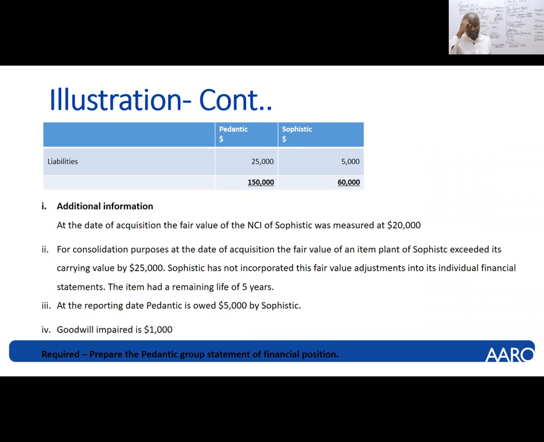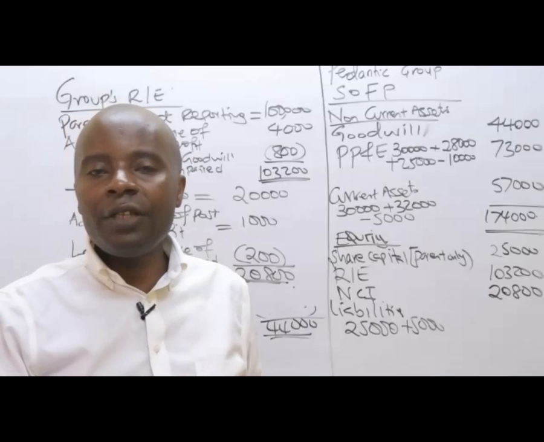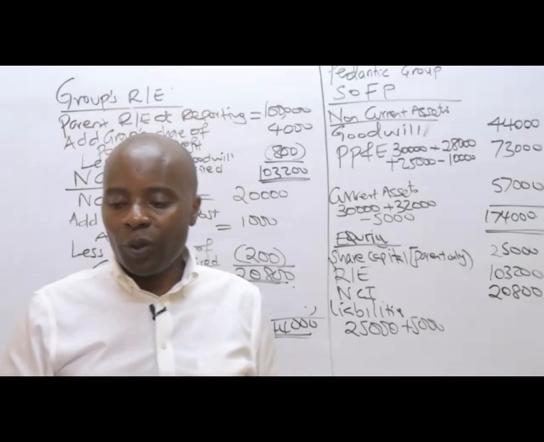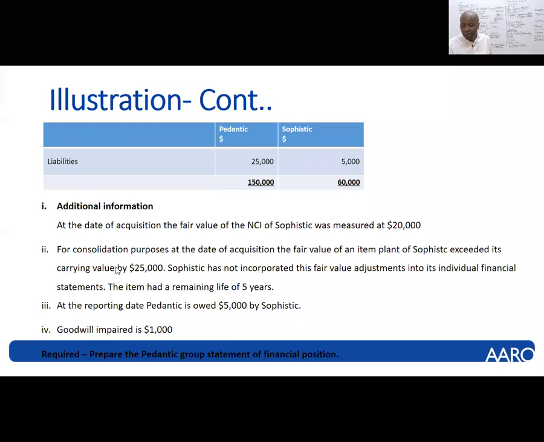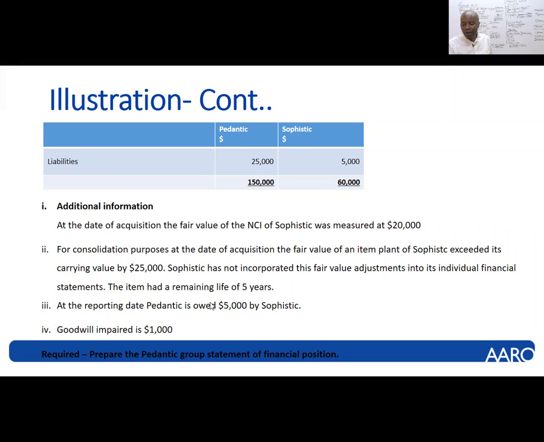Now remember, listen. Ladies and gentlemen, when we spoke of intra-receivable, Pedantic, we were told here Pedantic had a receivable from Sophistic. We are told here that Pedantic is owed 5,000 by Sophistic. So Pedantic recognizes in their books this as a receivable, and Sophistic in their books, they are recognizing that as a payable. So it's an intra-payable, an internal payable. So if it's an internal payable, you must also come and remove it from here. So minus 5,000, which at the end of the day then will give me 25,000.